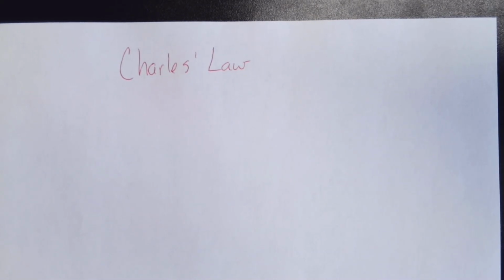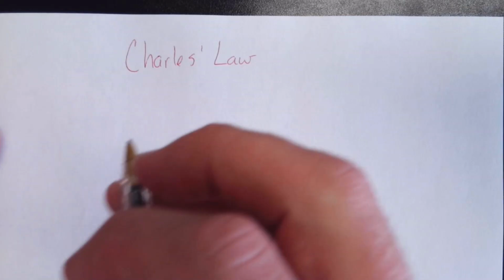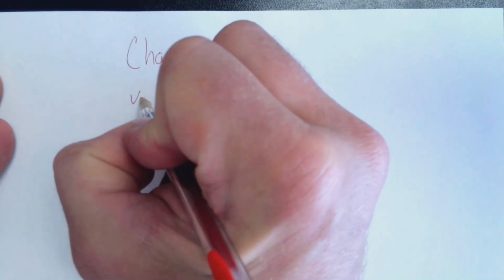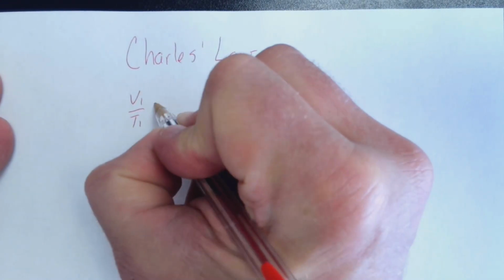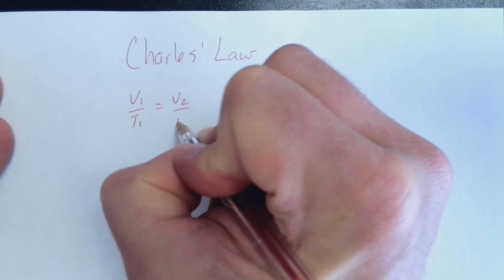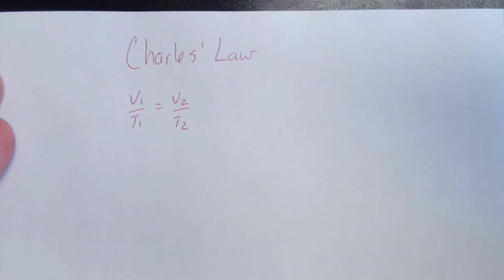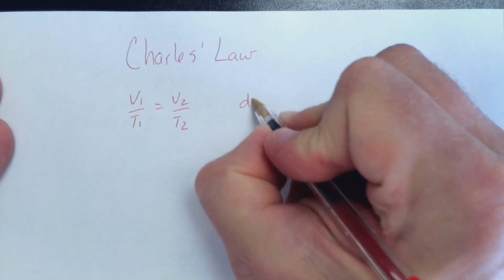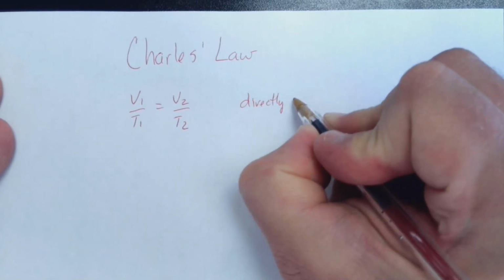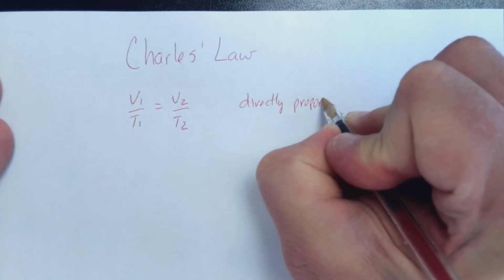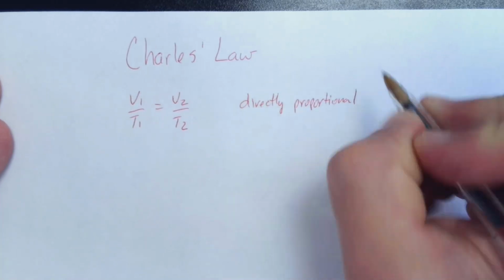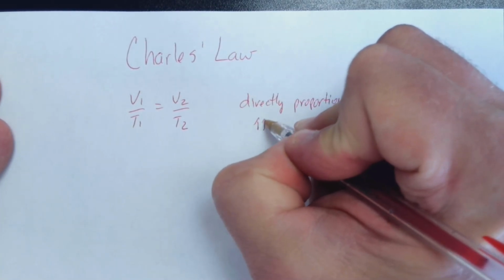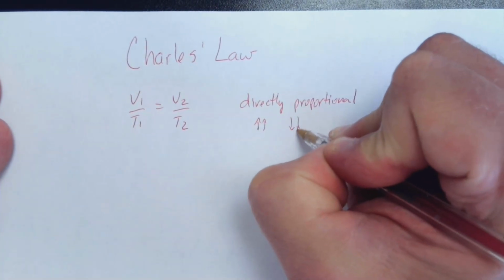All right, so Charles's law. Charles was a French balloonist, Jacques Charles. So hot air balloons. He worked out the relationship of volume and temperature, and they are directly proportional. I like to draw arrows. Either they both get bigger or both get smaller.